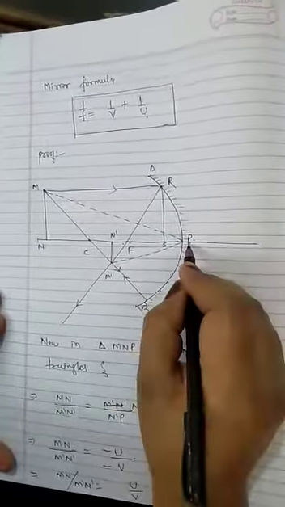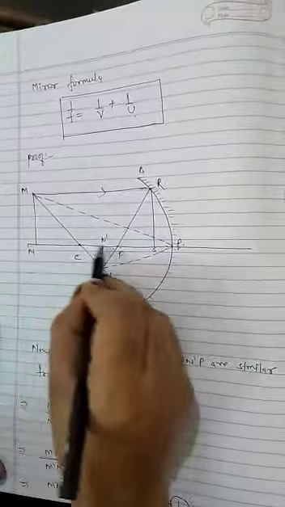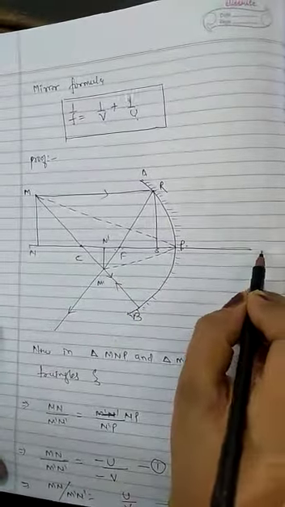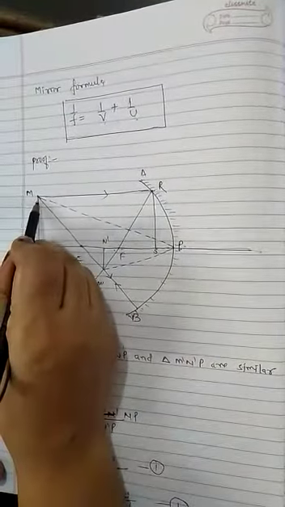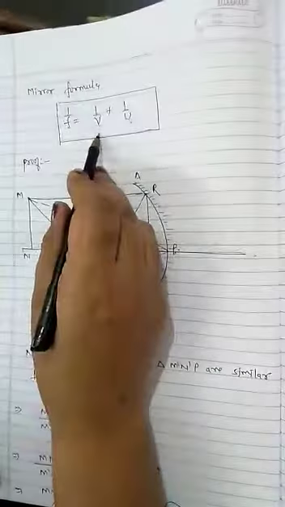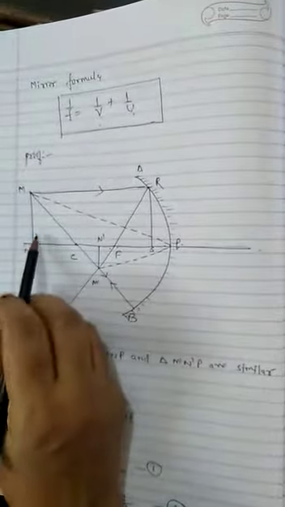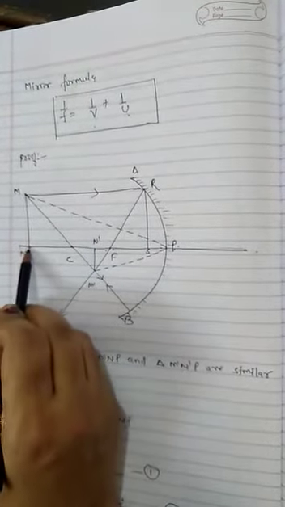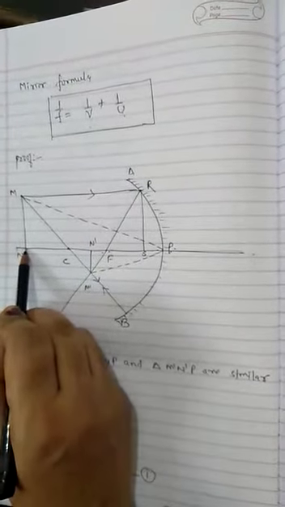So APB is the aperture of the concave mirror, P is the pole, and this horizontal line is known as the principal axis. Here MB is your upright object, placed at distance u in front of the mirror, and for the image of this upright object we need two reflected rays.